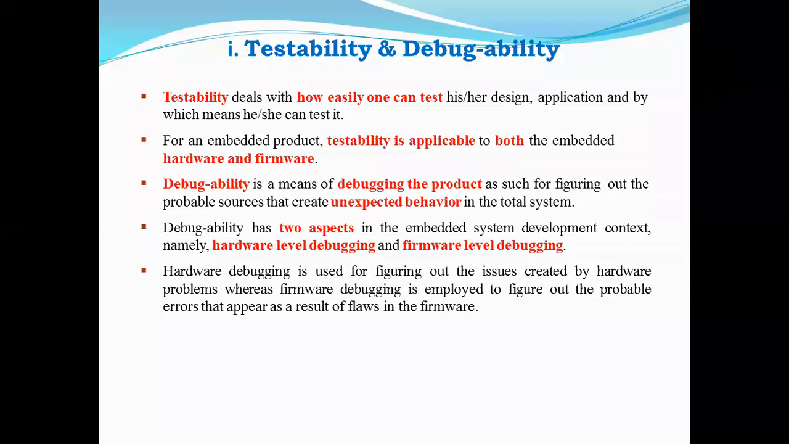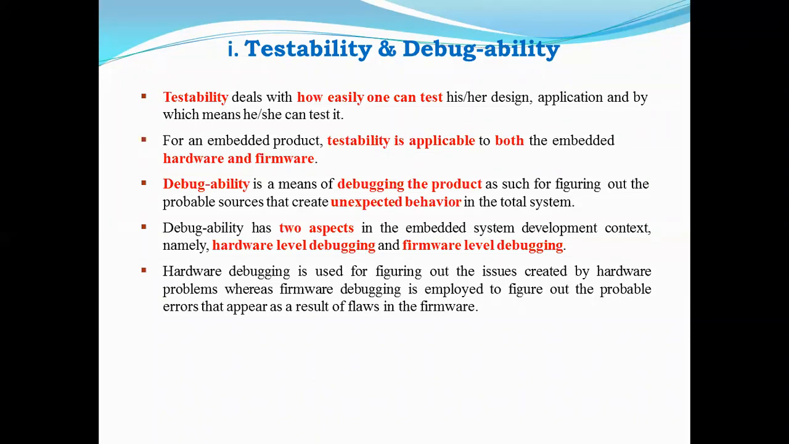Firmware concerns the code you have written for the processor. Before launch, you have to do the testing: are there any errors at the hardware level and the software level? Then what is debuggability? Debuggability is nothing but, once you have found the errors, you have to debug them.